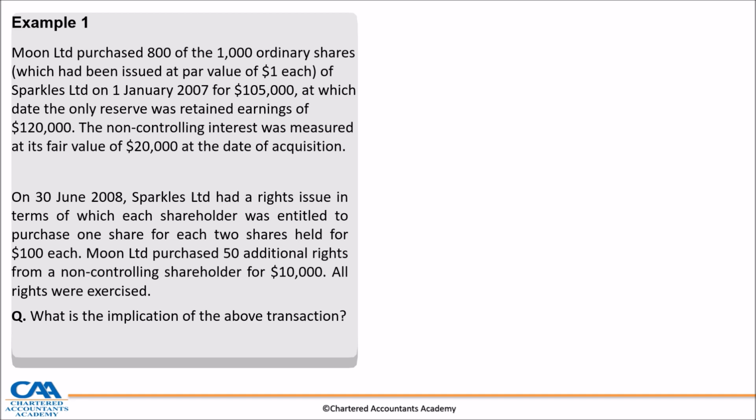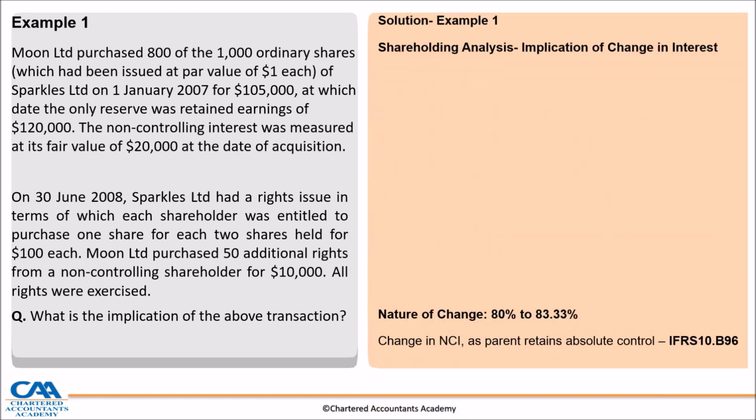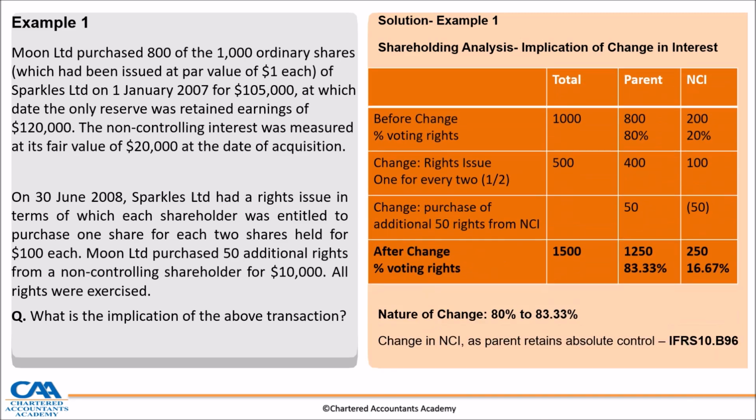So we see that we acquired 80%, 800 over 1,000, which is a subsidiary. Subsequently, a rights issue happened and we exercised our rights. It was 1 for each 2 held. But we also bought a little bit more from non-controlling interest. So the implications have to be properly analyzed through what we call a shareholding analysis, which shows us the implication of change.